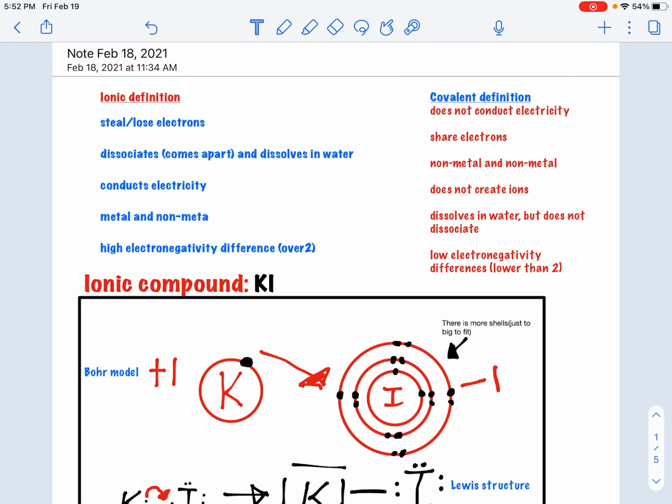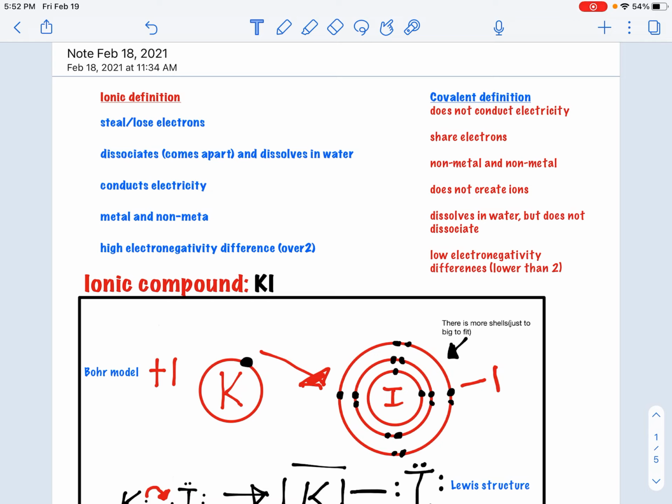I'm talking about ionic and covalent compounds and the definition of both of them right here. For ionic, they steal and lose electrons. They dissociate in water. They come apart, and they dissolve in water as well. They conduct electricity and are metal and non-metal. They're made up of those, and they have a high electronegativity difference over 2. And I'll explain later on in the video how you could determine if it's over or lower.